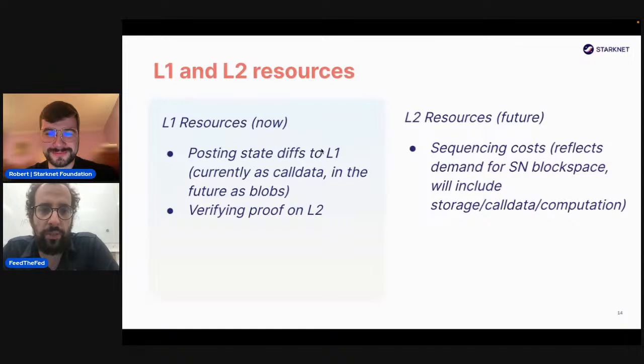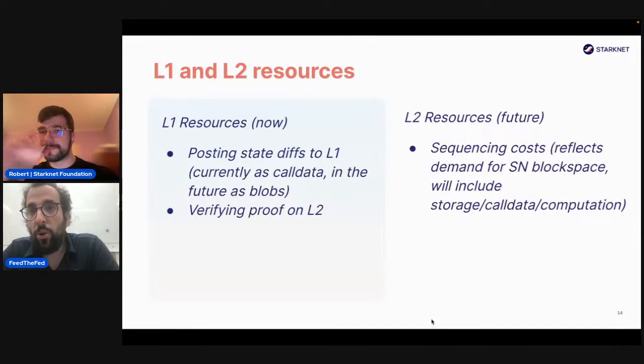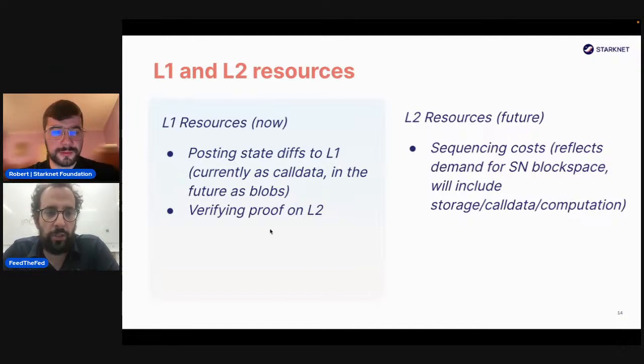Okay, so more about L1 and L2 resources. It's important to note that today we completely neglect the right-hand side. All costs of a transaction, even V3 transactions, are only measured on the left. We only take into account L1 resources at this point in time, including version 0.13. And the L1 resources consist of two major parts. Posting state diffs to L1. Today, we use call data for that. After 4844, we'll use blob data.